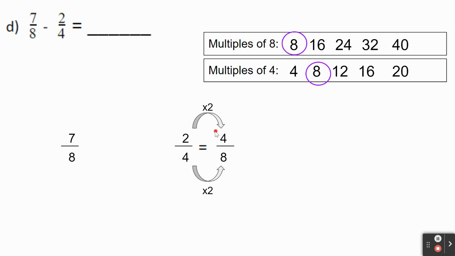If we look at our fractions, we can see that both of these fractions have a denominator of 8. So we can go ahead and subtract these fractions. 7/8 minus 4/8 equals 3/8. So that means that 7/8 minus 2/4 equals 3/8.